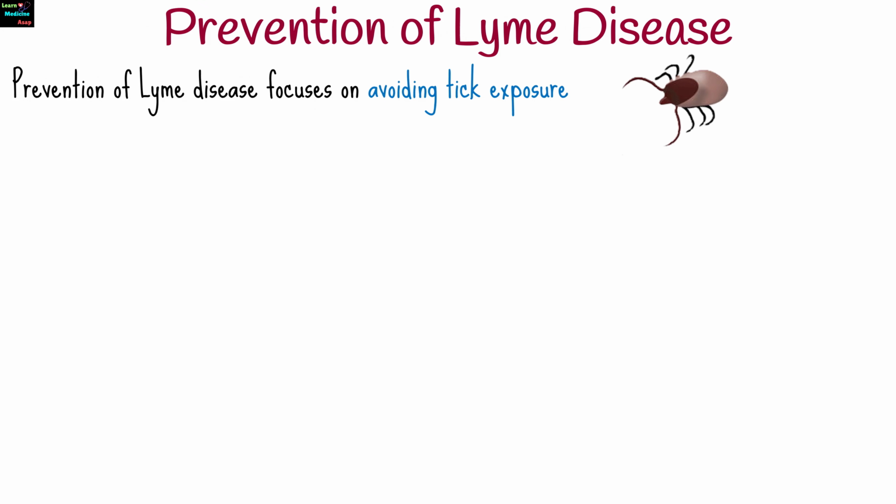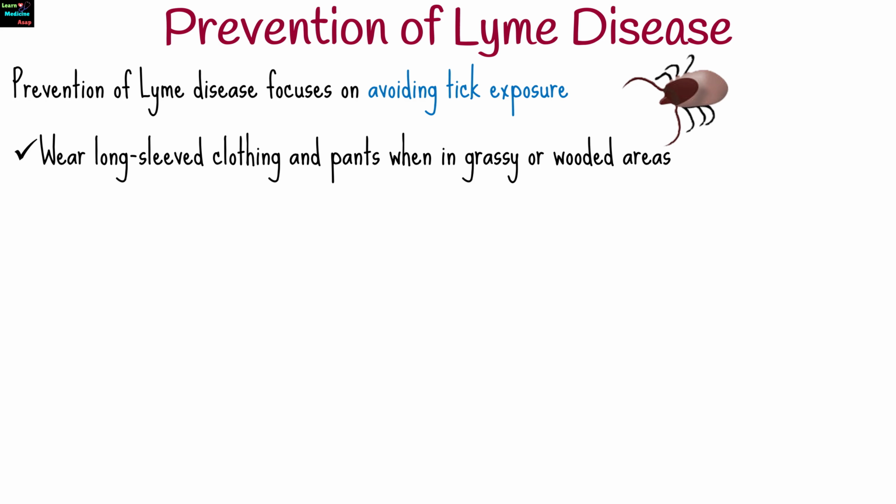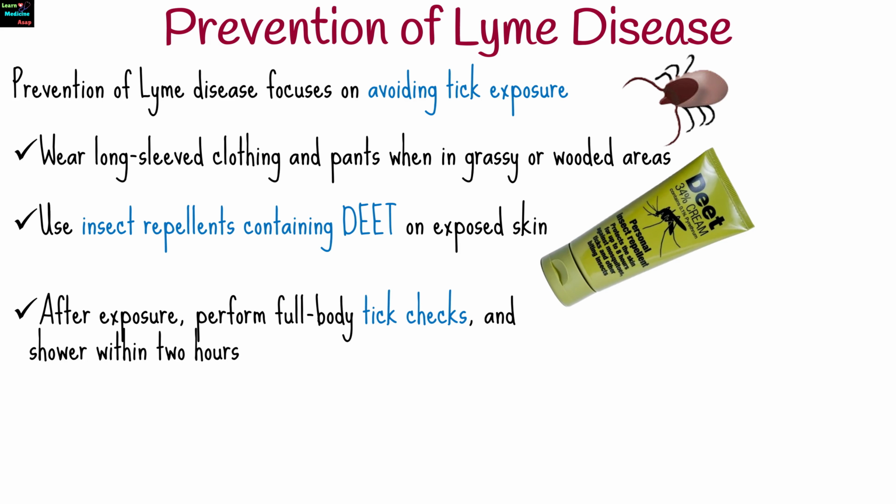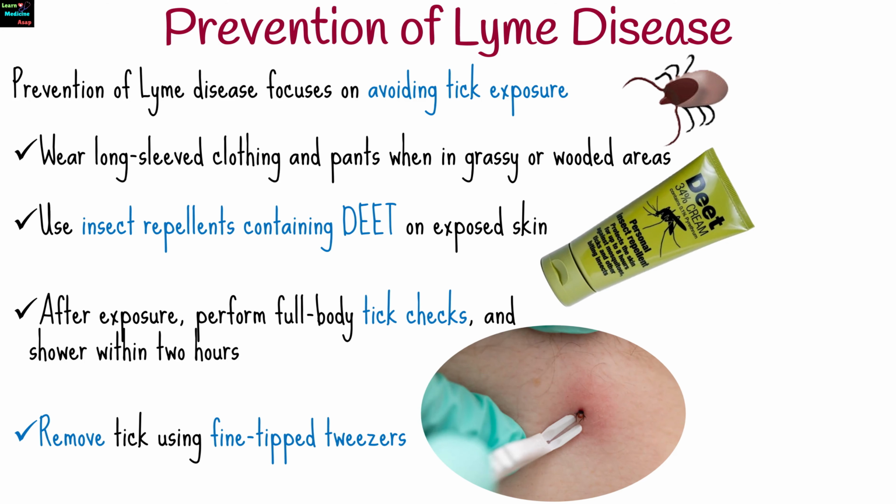Prevention of Lyme disease focuses on avoiding tick exposure. Wear long-sleeved clothing and pants when in grassy or wooded areas. Use insect repellents containing DEET on exposed skin and apply permethrin to clothing and gear. After outdoor exposure, perform full-body tick checks and shower within 2 hours. If a tick is found, remove it promptly using fine-tipped tweezers. Grasp the tick close to the skin and pull upward steadily. Clean the bite site afterward with soap and water.